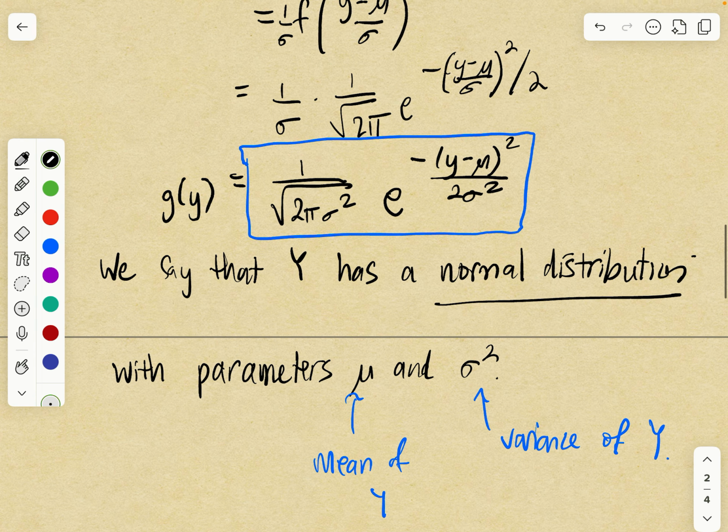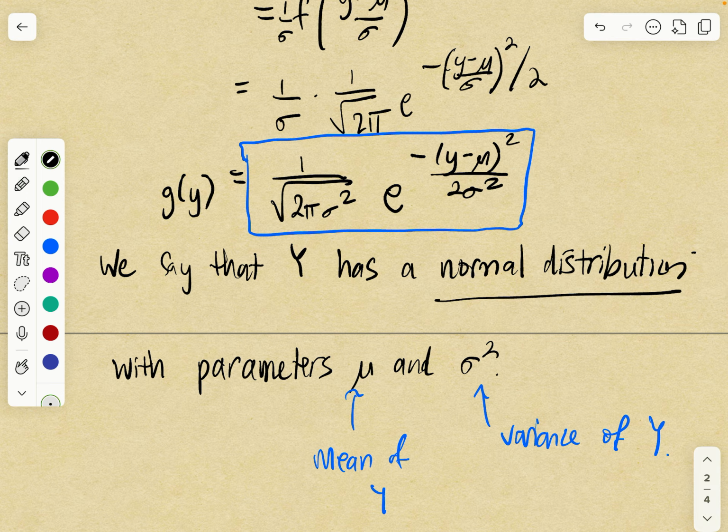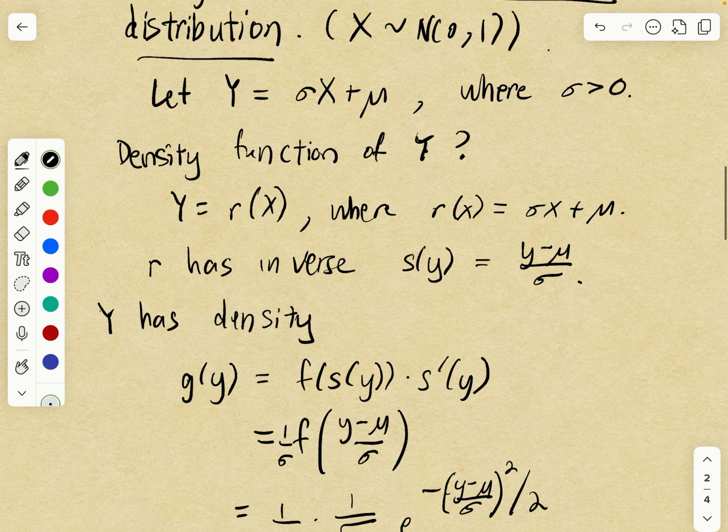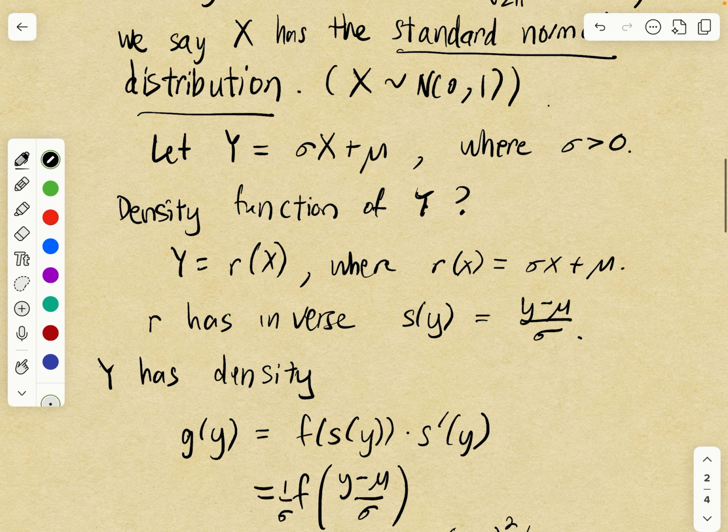Okay, so the point is that the normal distribution with this density function with the mu and the sigma squared is just what you get when you start with the standard normal distribution and then apply the function sigma x plus mu to it. So that's the connection between the normal distributions.